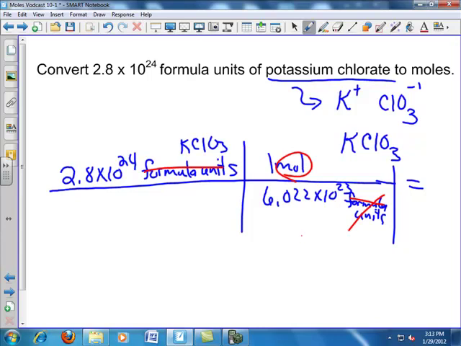And this answer comes out to be 4.65 moles of KClO3. Okay?